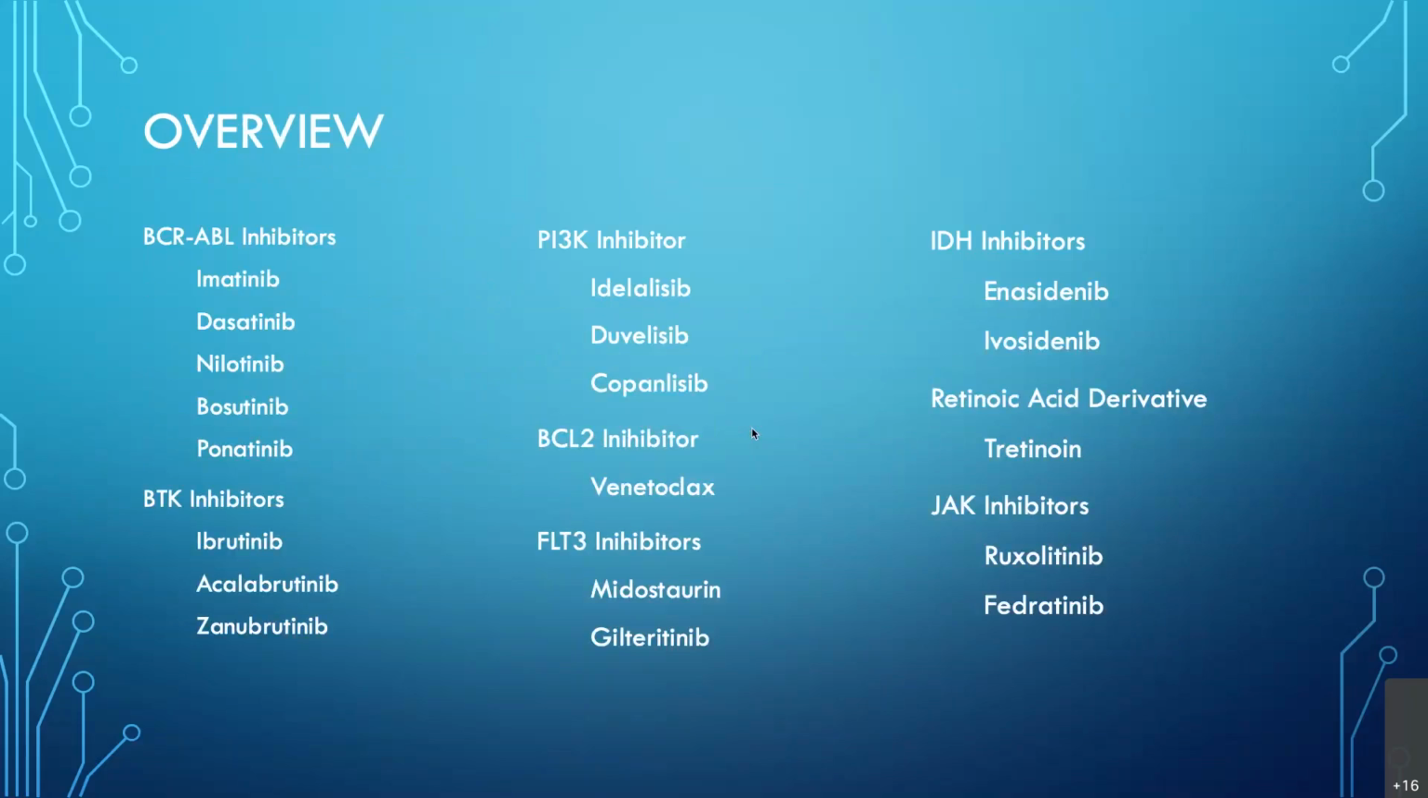So as an overview of where we're going to go today, we start off with the BCR-ABL inhibitors and CML. Then we move on to the CLL and lymphoma realm with BTK and PI3 kinase inhibitors. Venetoclax will bridge us between CLL and AML. And then in AML, we'll do FLT3 inhibition, IDH inhibition, and then at the end, we'll cover the retinoic acid derivative tretinoin, as well as JAK inhibitors and myeloproliferative neoplasms.